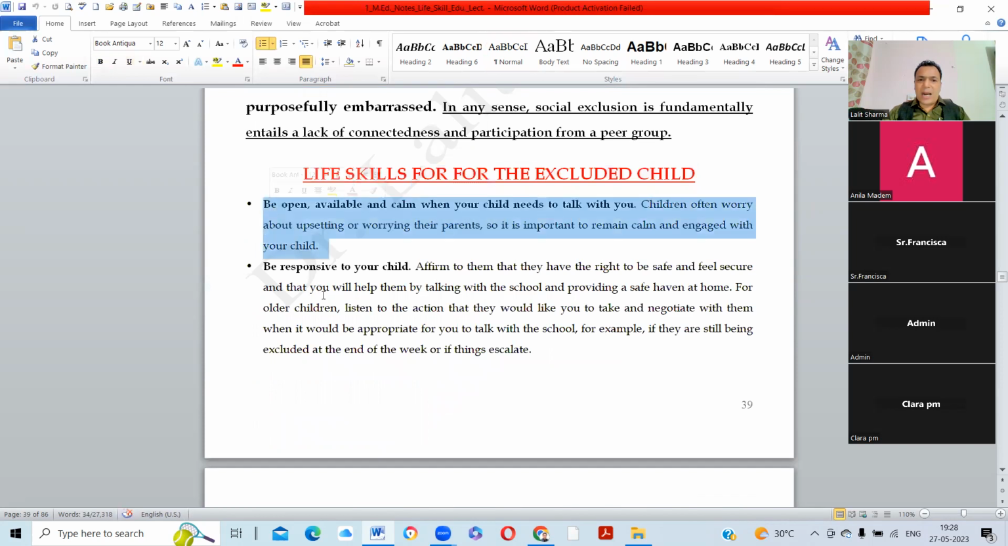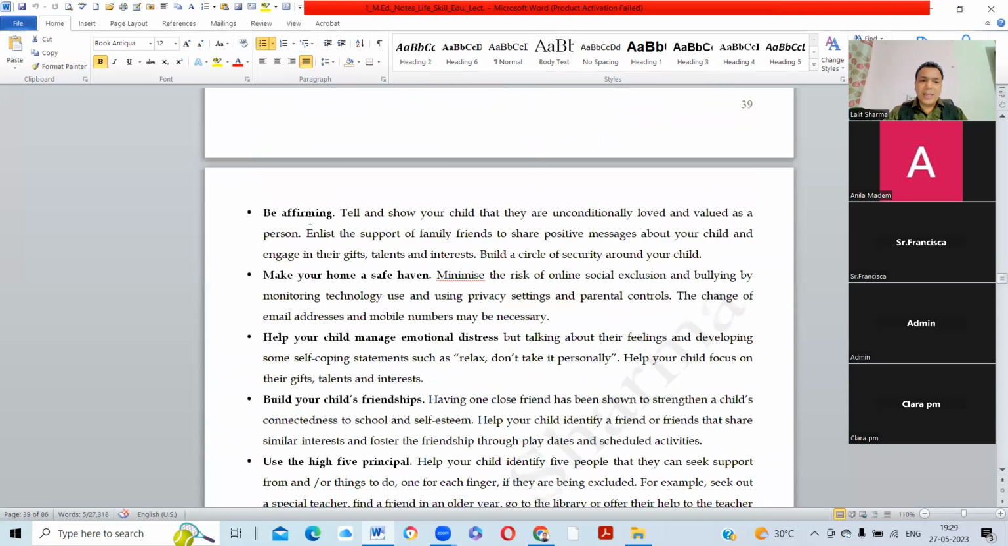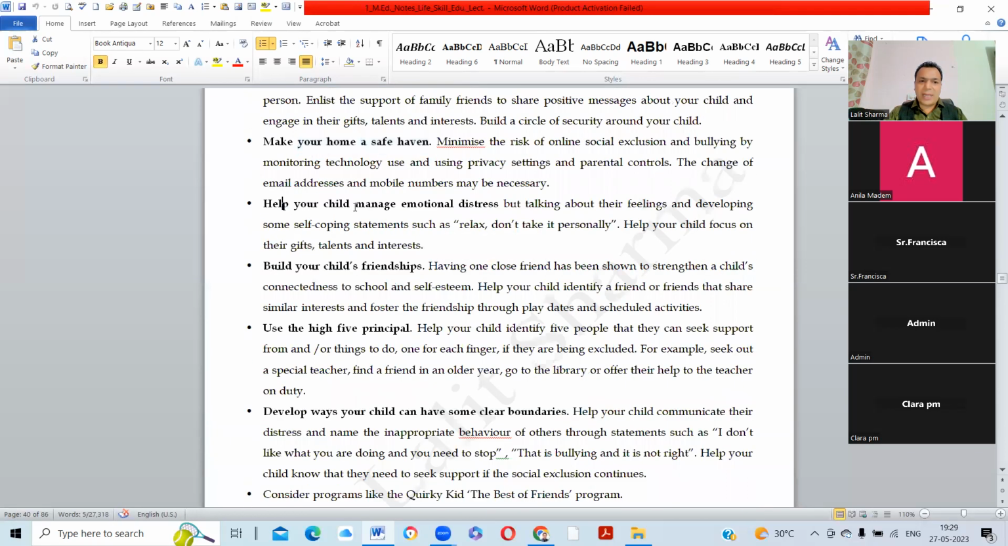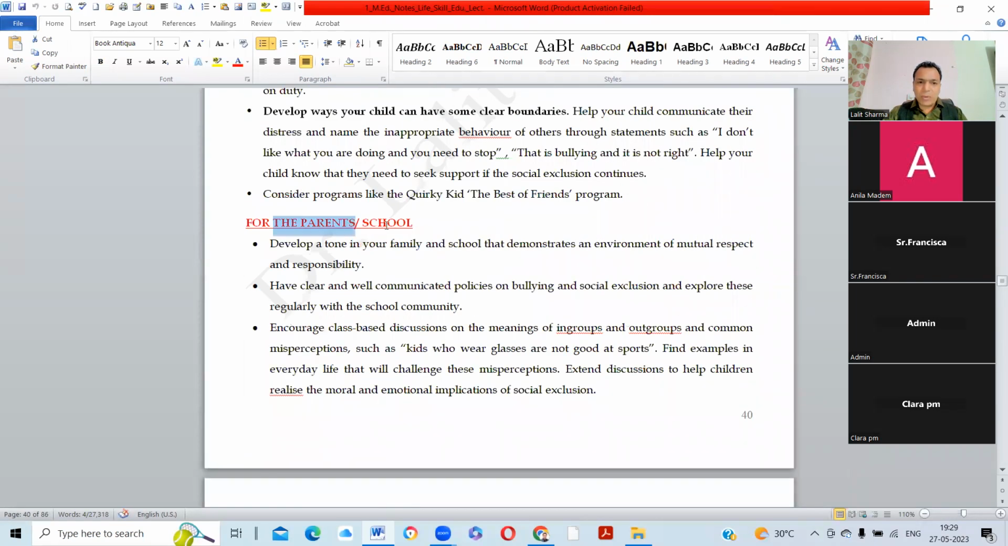right? Be open, available, and calm when your child needs to talk with you. Children often worry about upsetting or worrying their parents, so it is important to remain calm and engaged with your child. During adolescence, the father has to become a friend to his son, and the mother has to become a friend to her daughter, right? So guys, similarly, you have to act like that, okay? Be responsive to your child, be affirming, make your home a safe haven, help your child manage emotional distress, build your child's relationship, friendship for the parents and school.